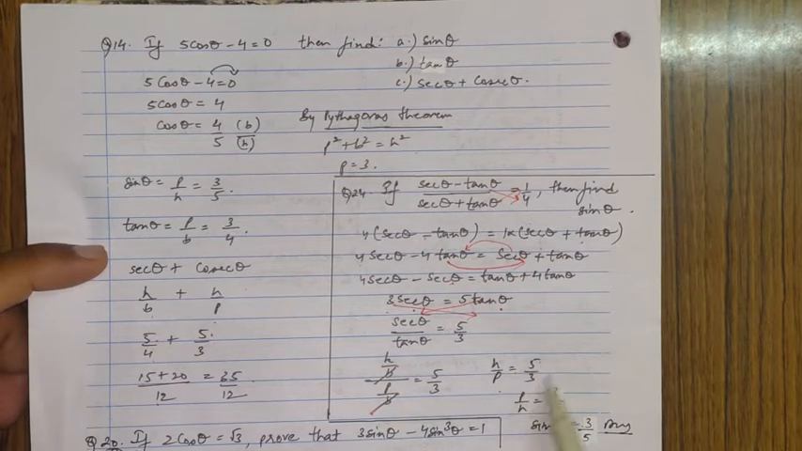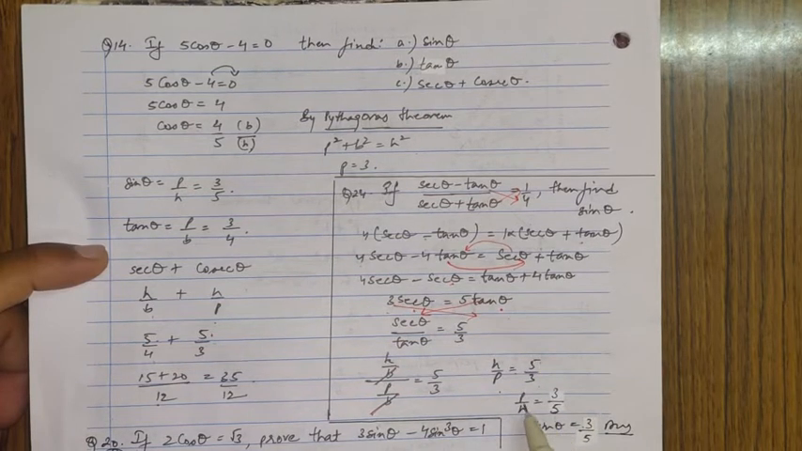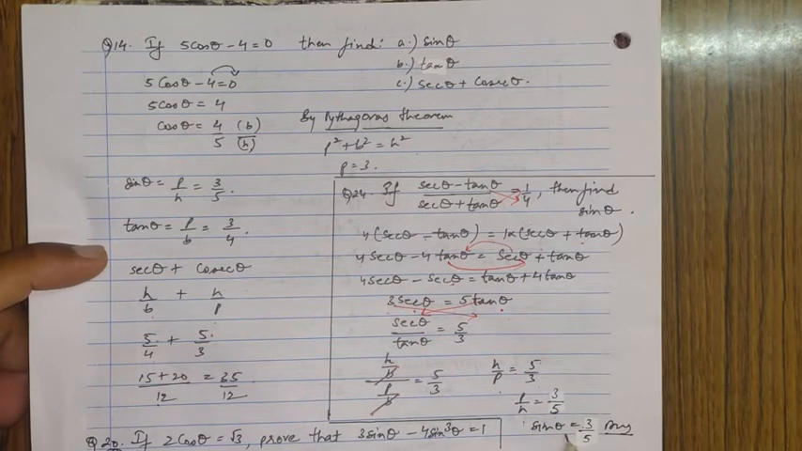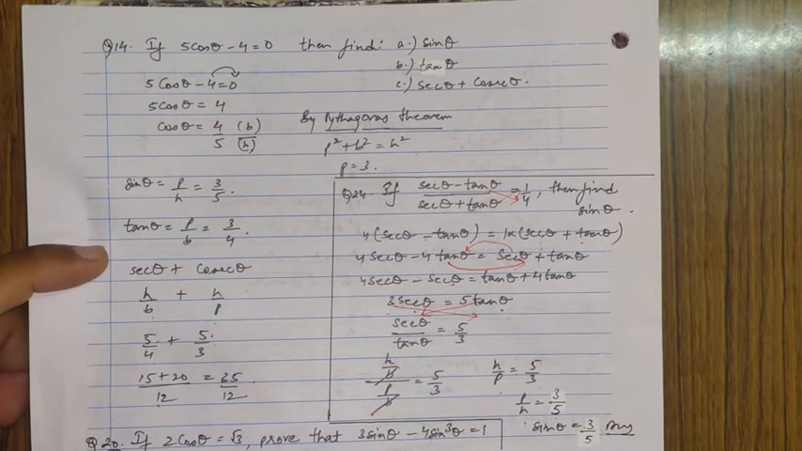On reciprocating on both the sides, it will become perpendicular upon hypotenuse, and this ratio will become 3 by 5. And as we all know that the ratio between perpendicular and hypotenuse is sin theta, so the value of sin theta will be 3 by 5, and this is the answer.